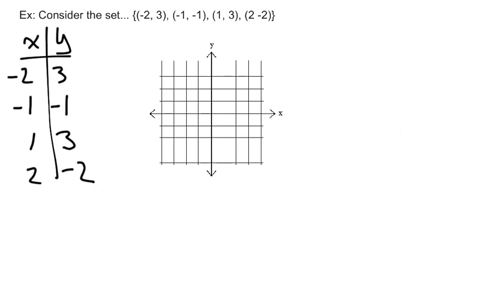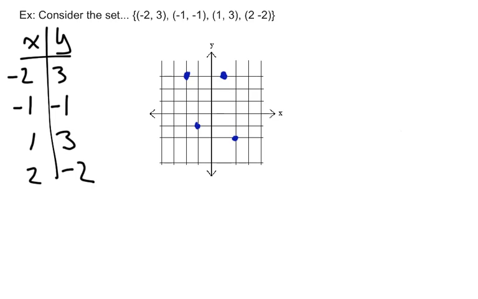When it comes to the graph, all we need to do is plot the points again. So (-2, 3) means we go to the left 2 and up 3. (-1, -1) means to the left 1 and down 1. (1, 3) means to the right 1 and up 3. And (2, -2) means to the right 2 and down 2. Notice we don't connect any dots or anything. We just plot the points and that's it.